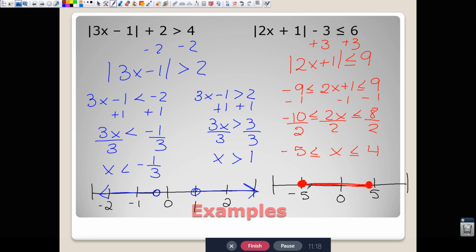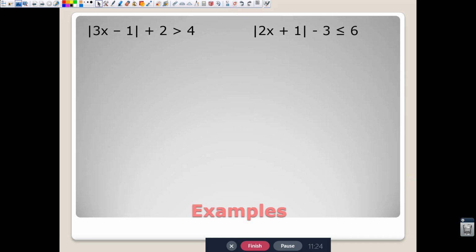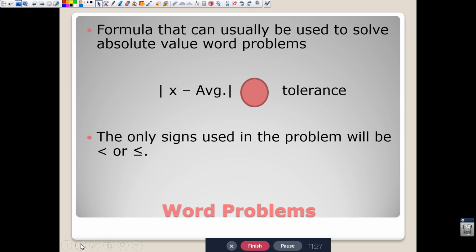Okay, you ready for this? So, a formula that you can use to solve absolute value word problems will be x minus the average, and then we're going to have our inequality sign there, and then our tolerance. The only inequality sign that we're going to be using is less than or equal to. So that's going to be our and.